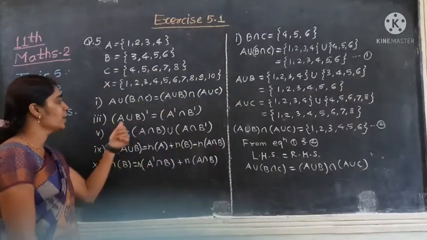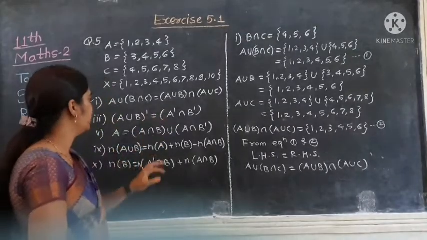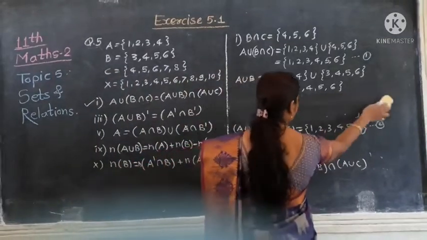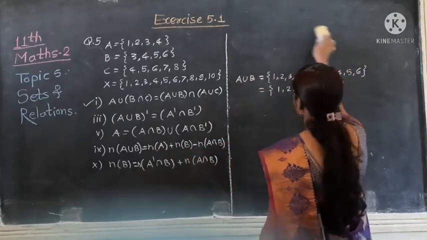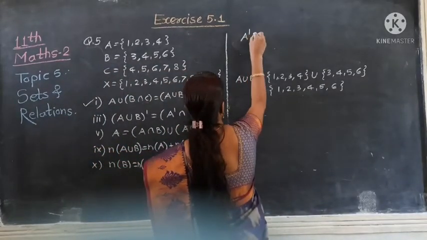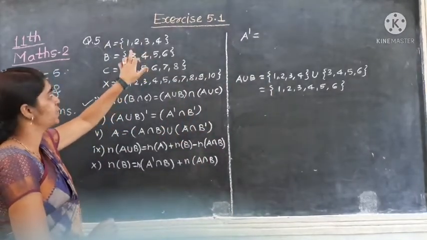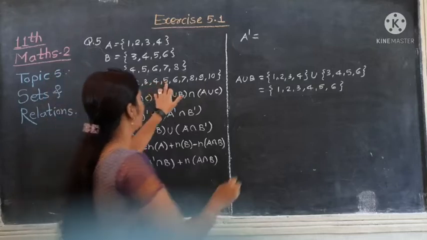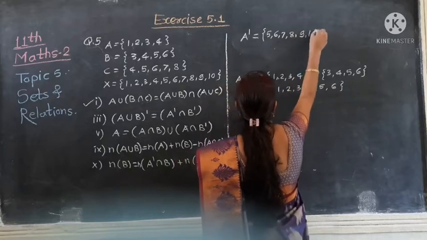Now what is the third? A union B, its complement. We completed this. We want A union B, its complement, and A dash and B dash. A union B we had calculated here. So now we find A dash and B dash. What is A dash? A dash means the complement, the elements which are not in A but in X. Which are the elements like this? 5, 6, 7, 8, 9 and 10.